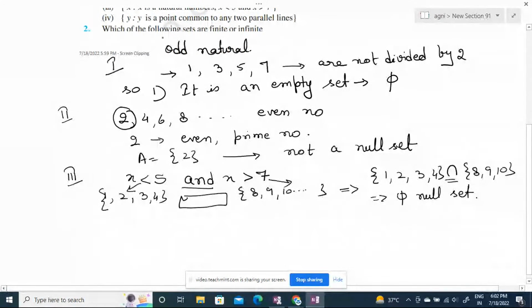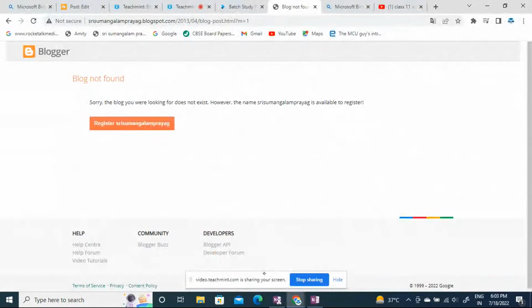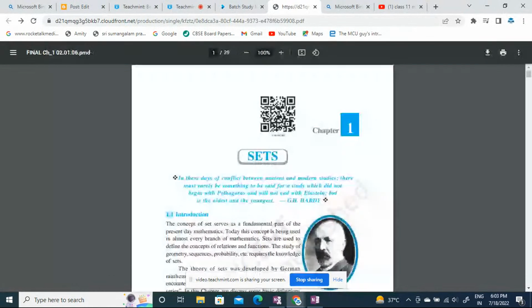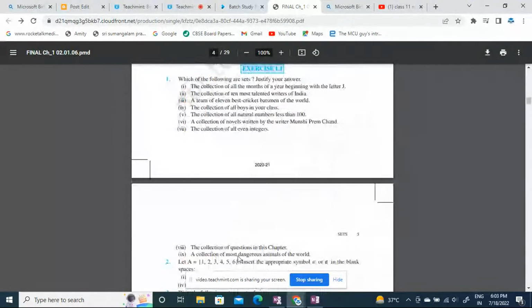Now, y is a point common to any two parallel lines. If two lines are parallel, then there is no point which lies on both lines. So this is also a null set. So this question is completed. I am shifting to another one. Let's see another question of exercise 1.2.